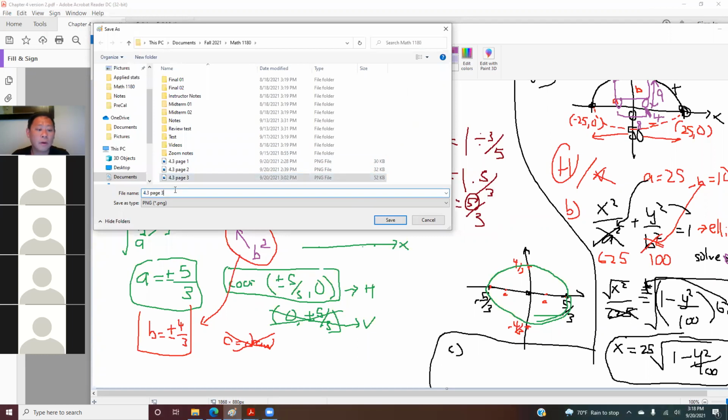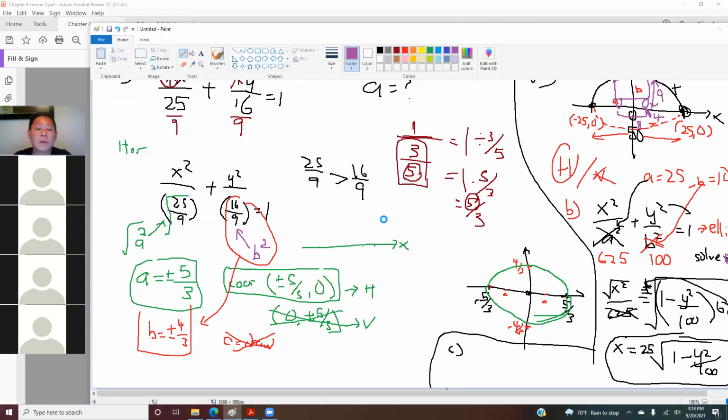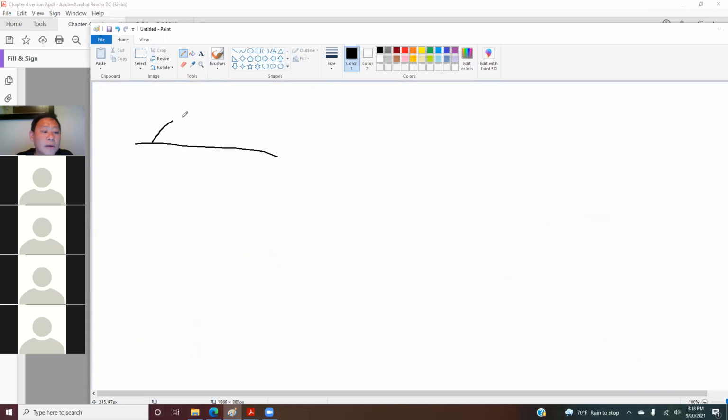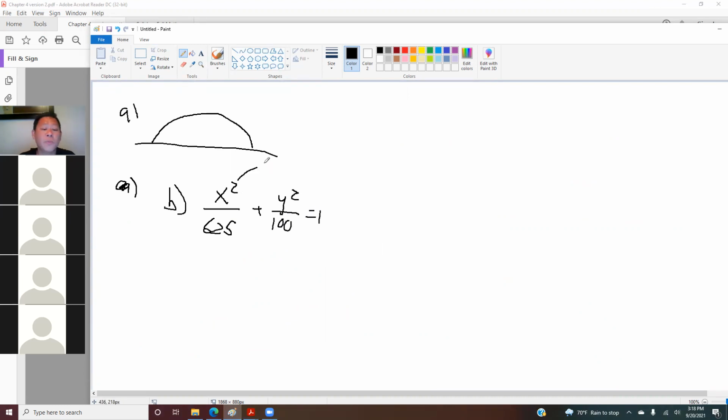This is page 4. So we have the ellipse here. The equation that we have is x squared over 625 plus y squared over 100 equals 1. This is from part 1. So instead, we're solving for y. Same thing, we move that over here, so it's minus x squared over 625. And then I multiply this by 100.